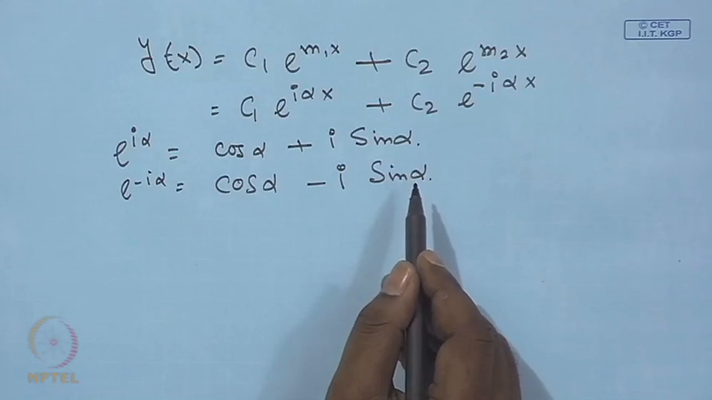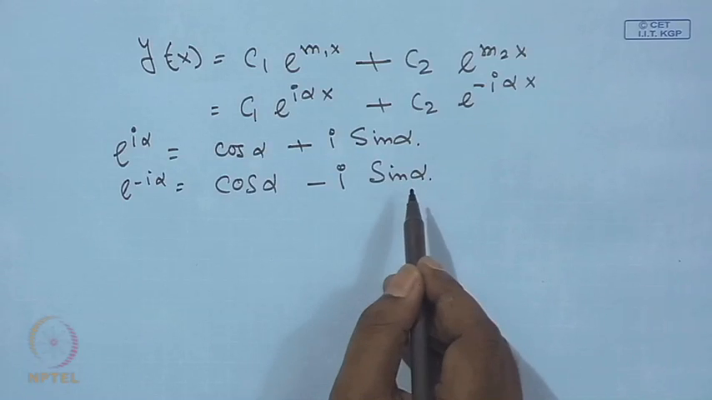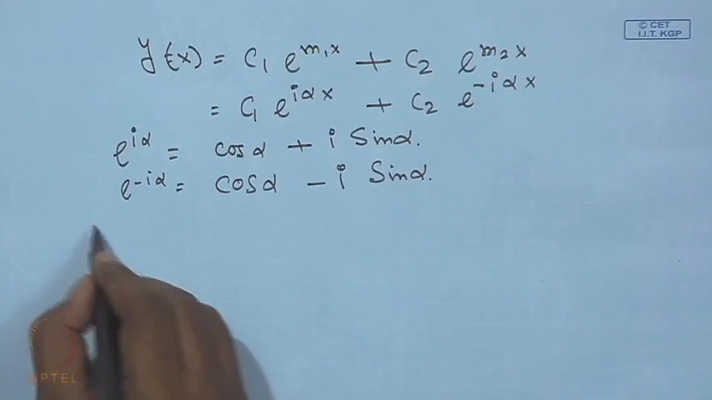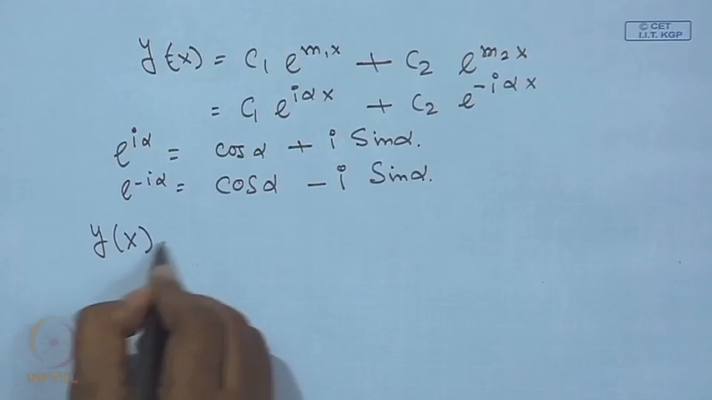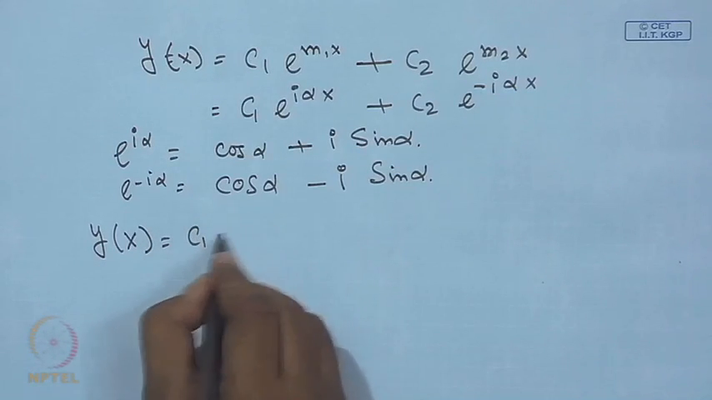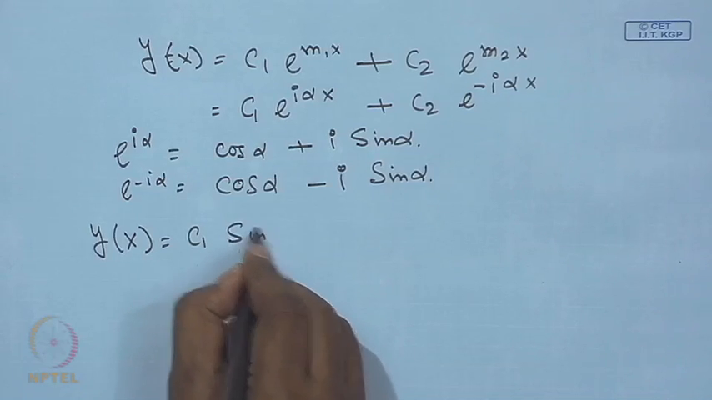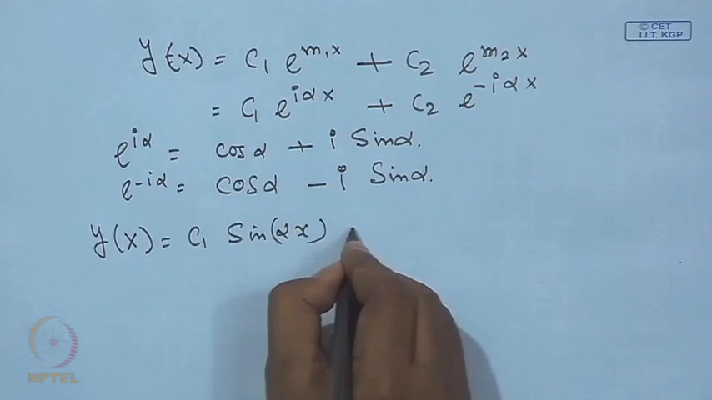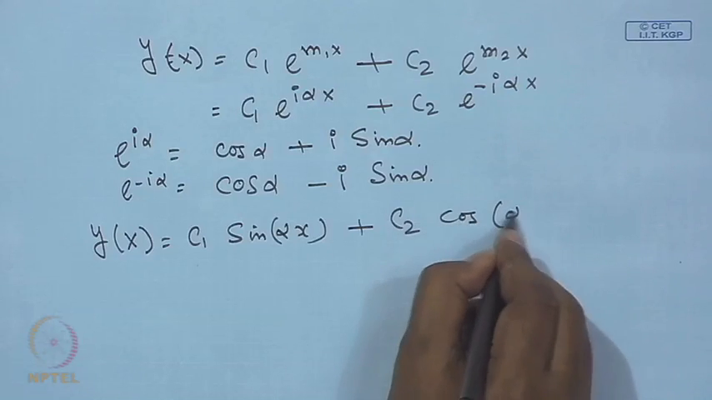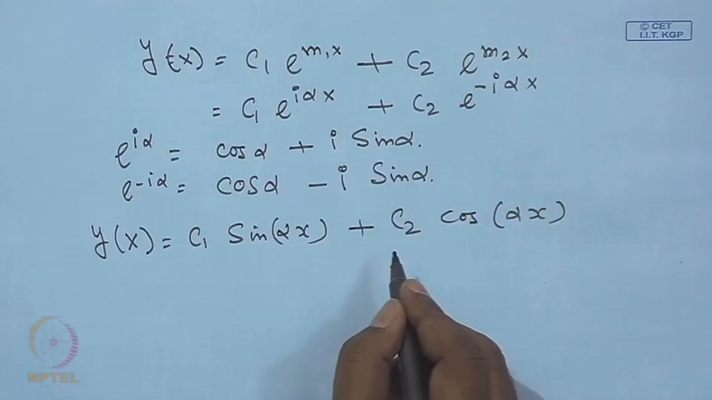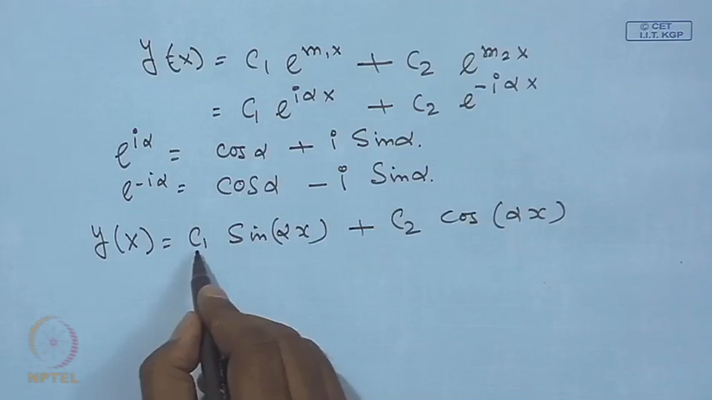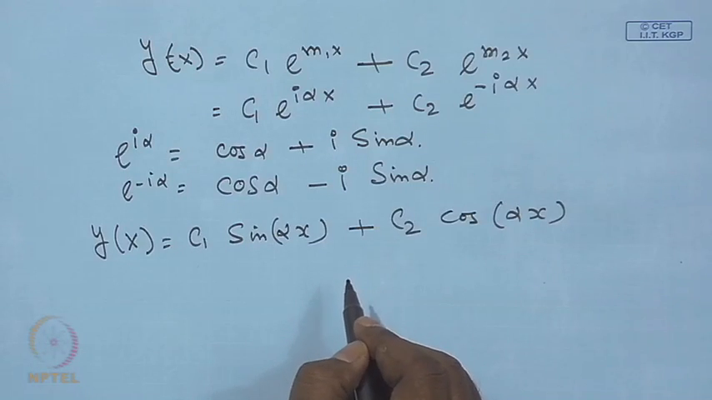These cosine and sine functions are periodic functions, and it will be a combination of the sine function and the cosine function. So, the final form of the solution becomes c 1 sin alpha x plus c 2 cosine alpha x. The imaginary quantity i, etcetera, will be consumed in the constants c 1 and c 2.